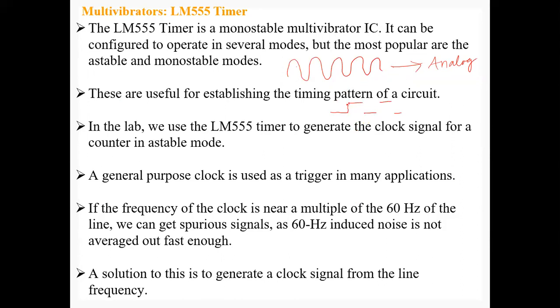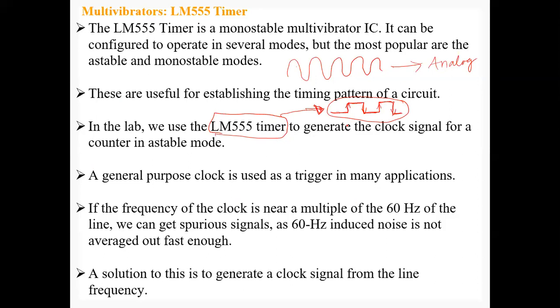Sometimes you need positive edges, sometimes we need negative edges, depending on the device we are using. So what I meant here is we need some kind of device that gives this kind of wave, meaning a device that produces this wave. That device is the timer. This is the output of the timer. We generate this kind of waveform.